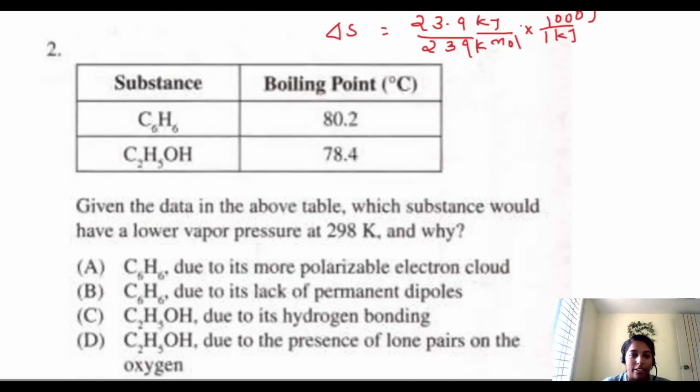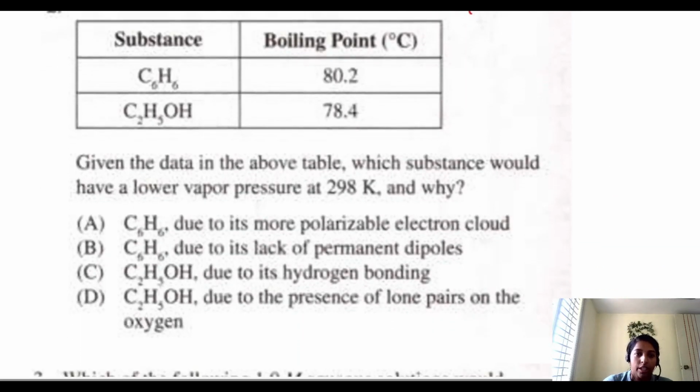Okay, then the second question. Again, a substance is given, boiling point is given. Benzene and C2H5OH, ethyl alcohol, are given with their corresponding boiling points. Given the data in the table above, which substance would have a lower vapor pressure at 298 Kelvin and why? C6H6 due to its more polarizable electron cloud, C6H6 due to its permanent dipole, C2H5OH due to its hydrogen bonding, or C2H5OH due to its presence of lone pairs on oxygens.